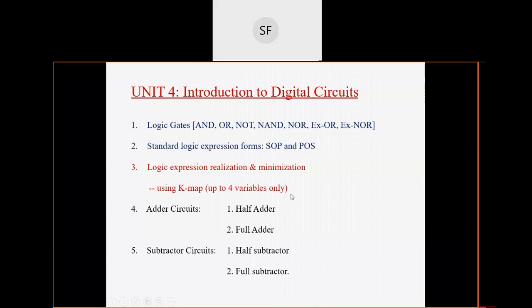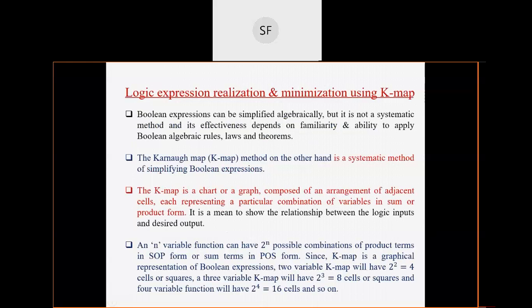In this particular lecture, we will start with the introduction regarding what is K-map, and we will see 2 variable K-map. So, logic expression, realization and minimization using K-map.